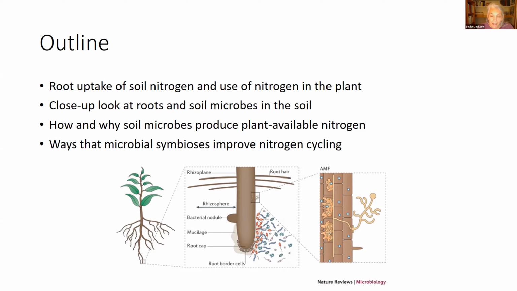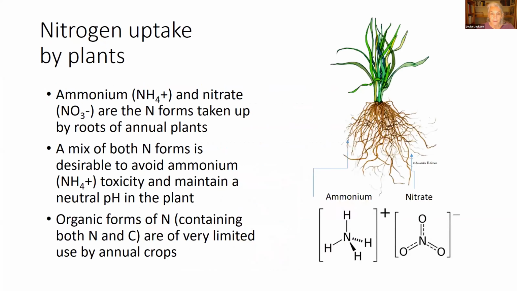There's so much overlap. So in the picture here, we see a microbiologist view of a plant and a growing root, microbes around that root, and then looking at a smaller scale at the arbuscular mycorrhizae that can grow there. And what this diagram doesn't show is the messiness of soil. So I'm going to try to put that together in my talk today. So the first topic is root uptake of soil nitrogen and use of nitrogen in the plant.